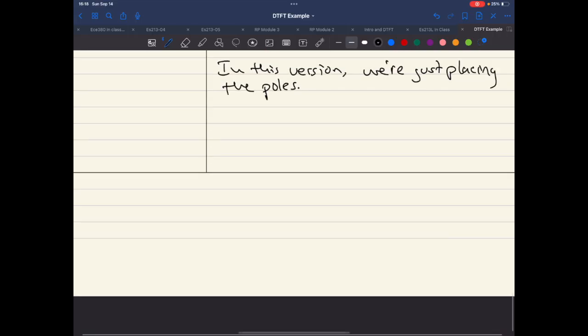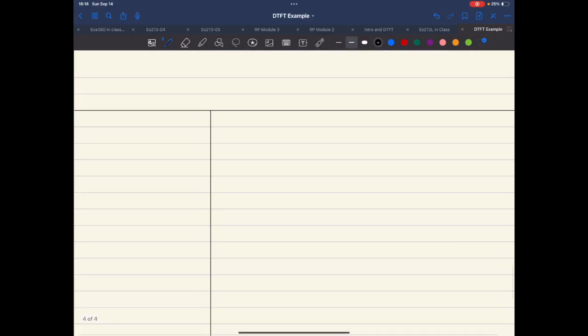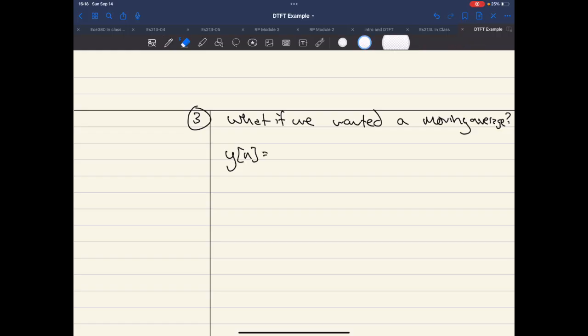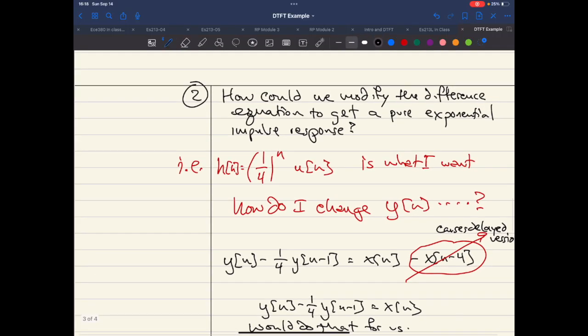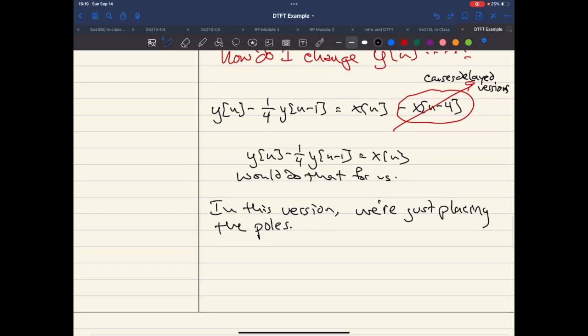Okay, let's go on to another question here. What if we wanted a moving average? Well, this is maybe asking something a little bit completely unrelated to the original, but it's still kind of worthwhile thinking about difference equations and how we might modify them. So we started off with something that looked like y[n] minus, right, that 1/4, y[n-1].